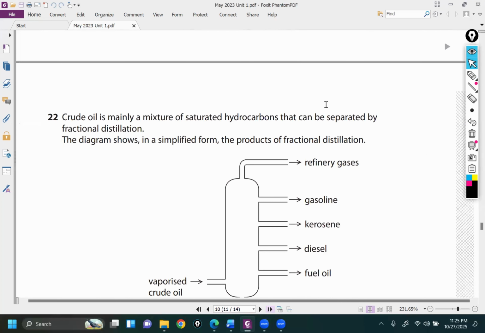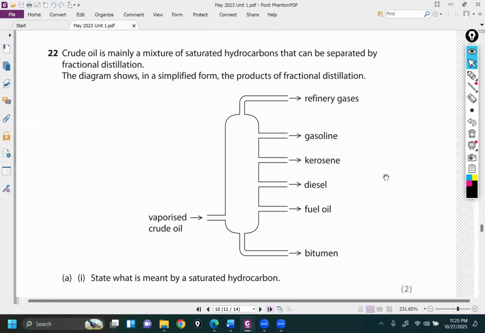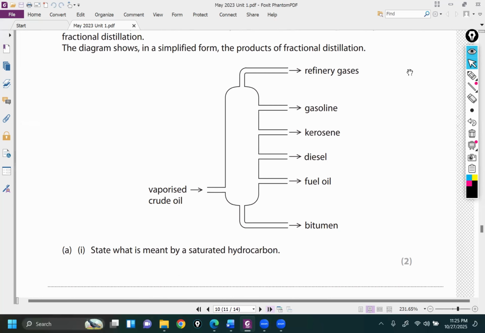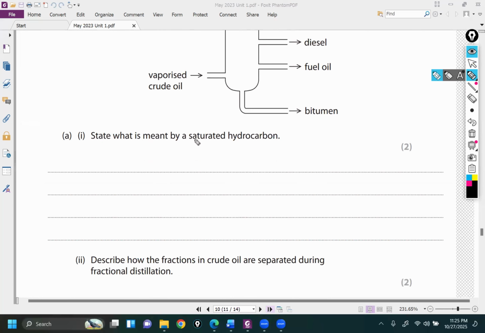Now, this question is from the organic chemistry, crude oil. Question 22. Crude oil is mainly a mixture of saturated hydrocarbons that can be separated by fractional distillation. The diagram shows in a simplified form the products of fractional distillation. These are the fractions which we receive after fractional distillation. State what is meant by saturated hydrocarbon. These are IGCSE level questions, but you will focus on 2 parts. One is saturated, one is hydrocarbon.